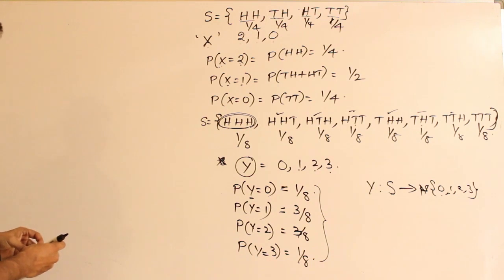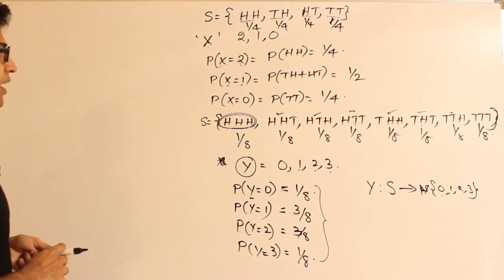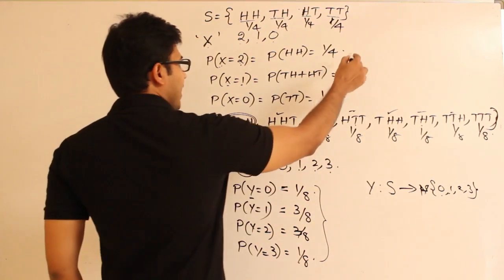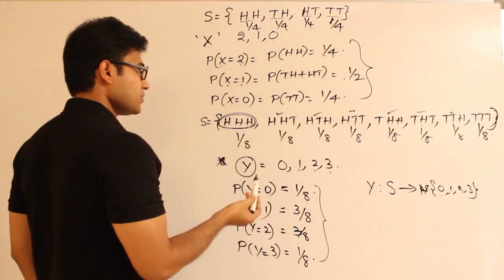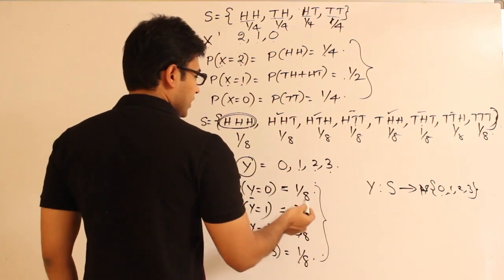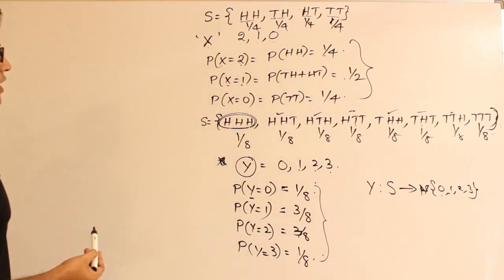So that is the first point. And the second point is, when you add up all the probabilities that are being assigned to the random variable, it will again be 1. So if you see this, you add these 3, 1 by 4 plus 1 by 2 plus 1 by 4, it is going to be 1. Similarly, you add these 4, right, it is going to be 1. Got it? So that is how we can think about random variables.